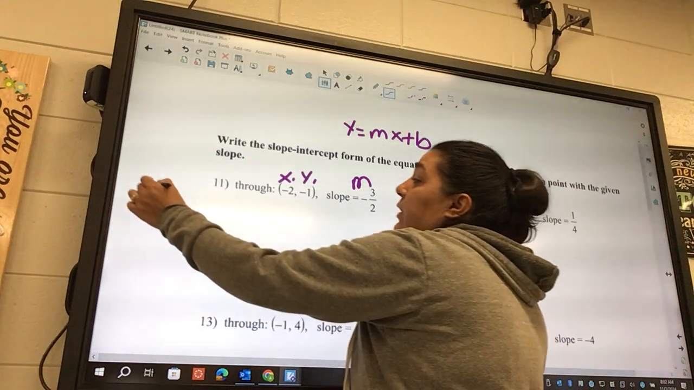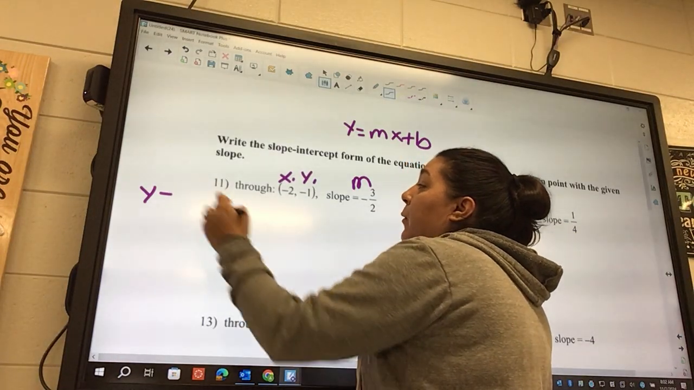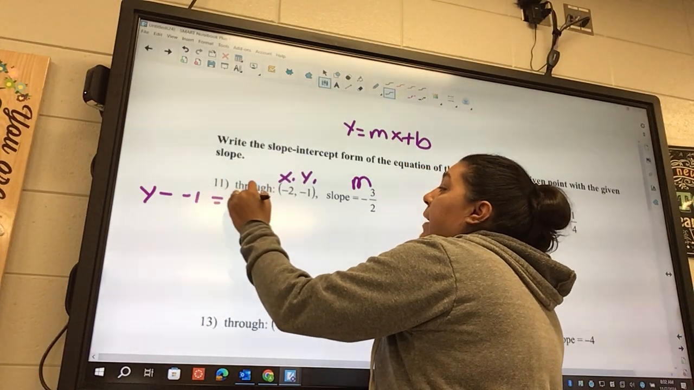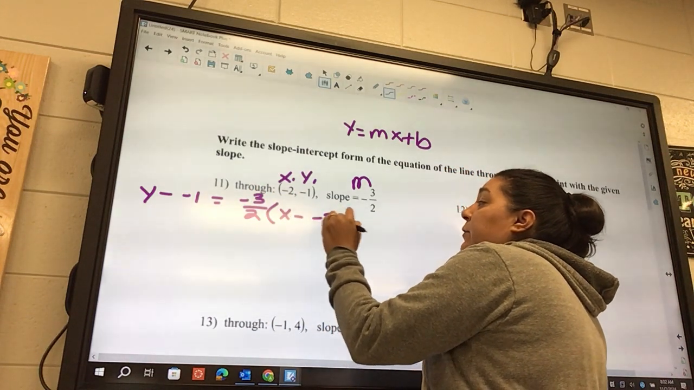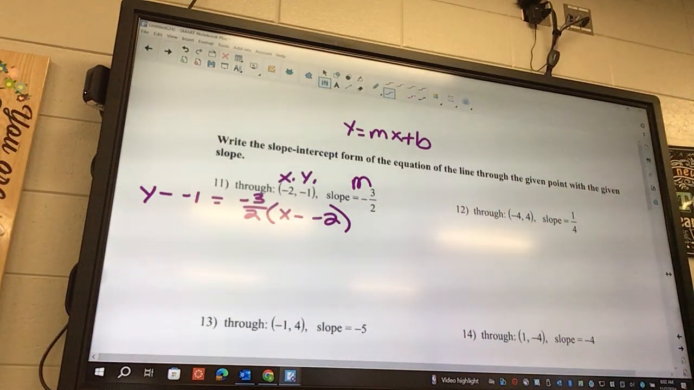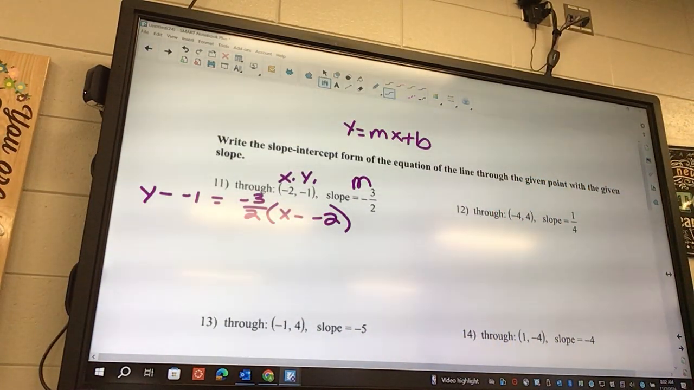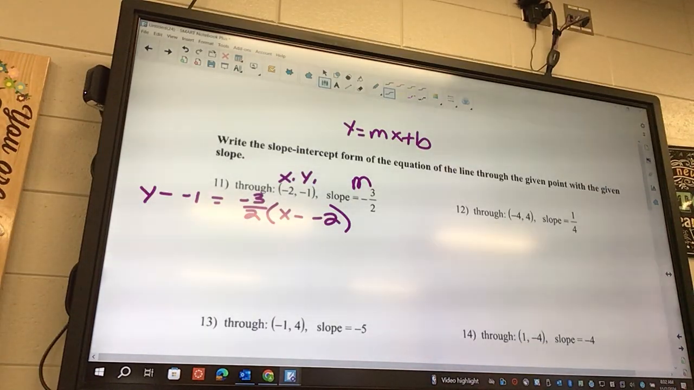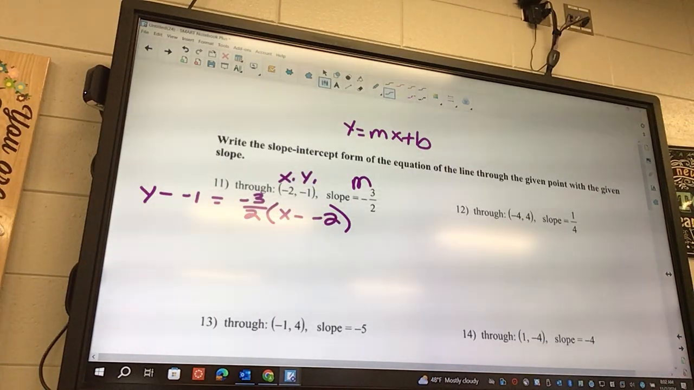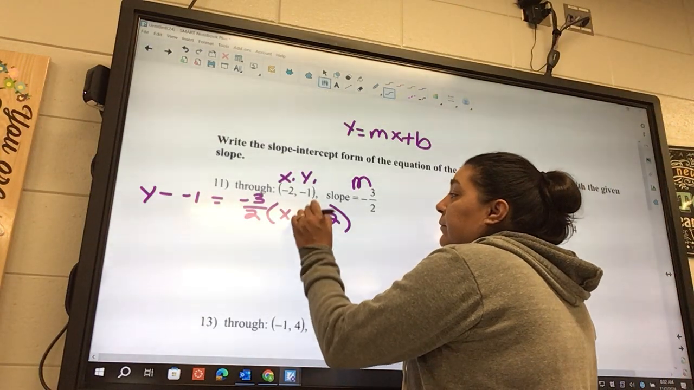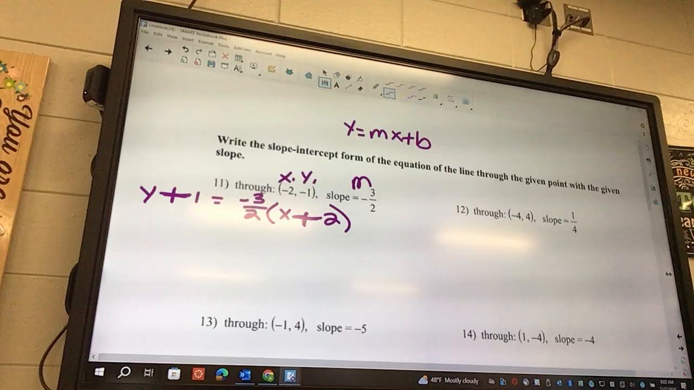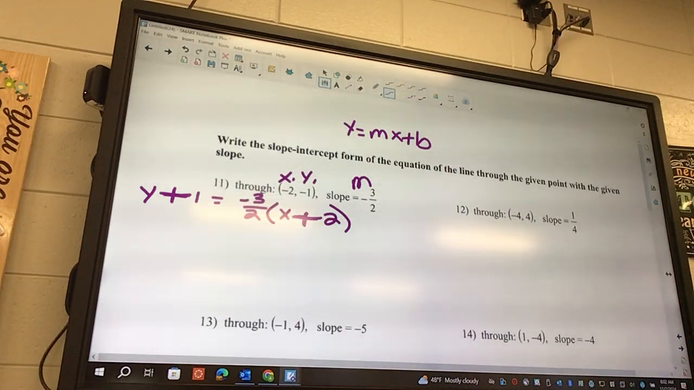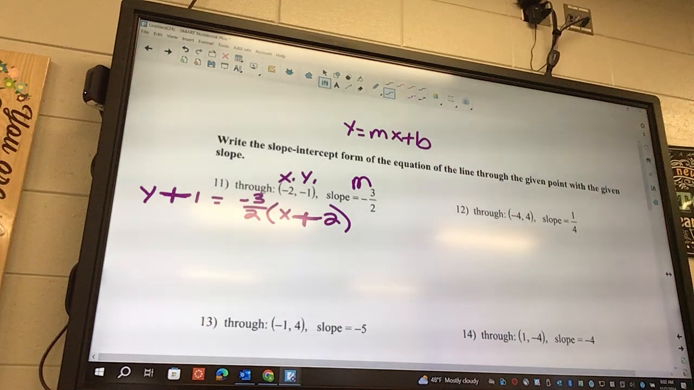Just like you did on the front, y minus my y1, which is -1, equals my m, which is -3/2, times x minus my x1, which is -2. That's going to be our first step, and leave yourself some room, because there's going to be math going on. Are there any negative negatives? Yes, so we need to change those. That's your next step. These are not that bad because after you write it in the formula, there are only 2 steps. The first is to distribute.